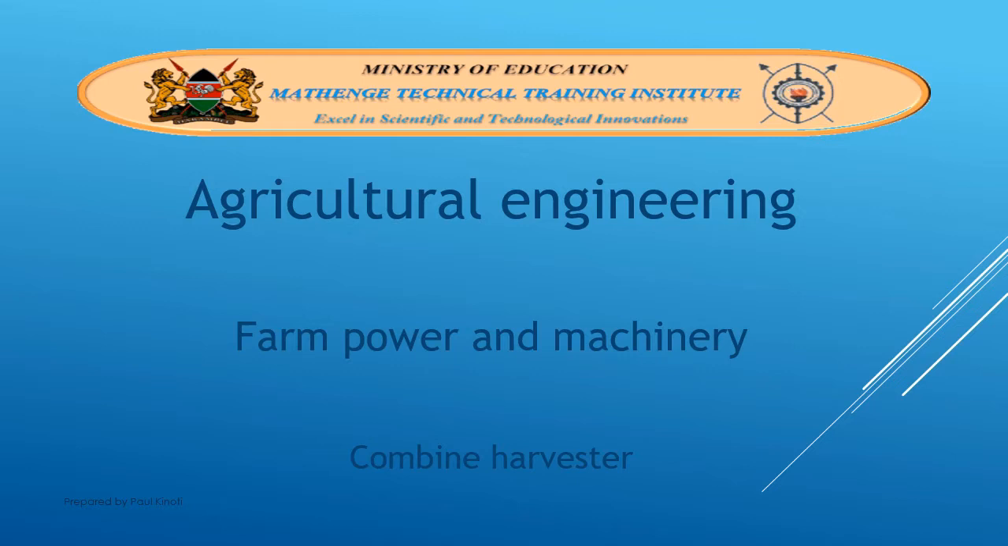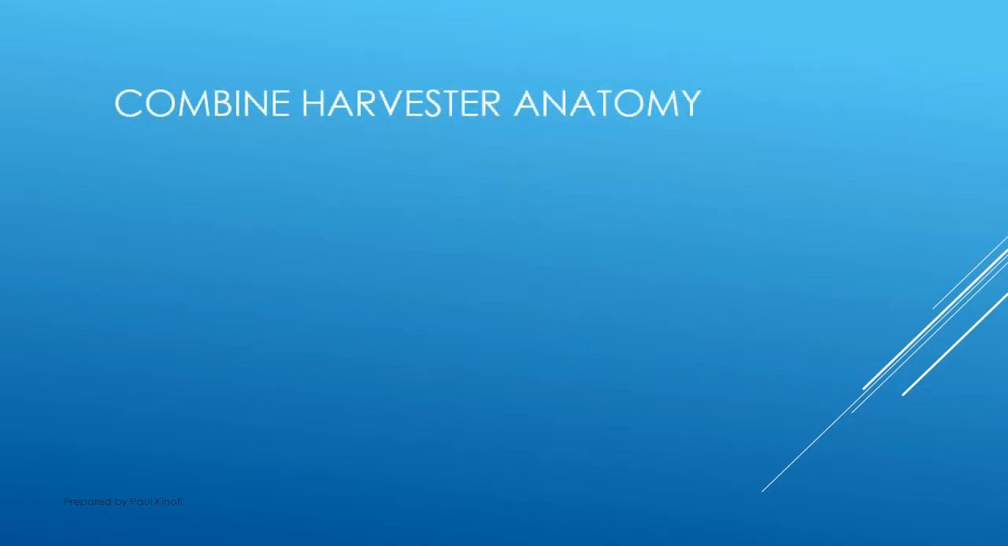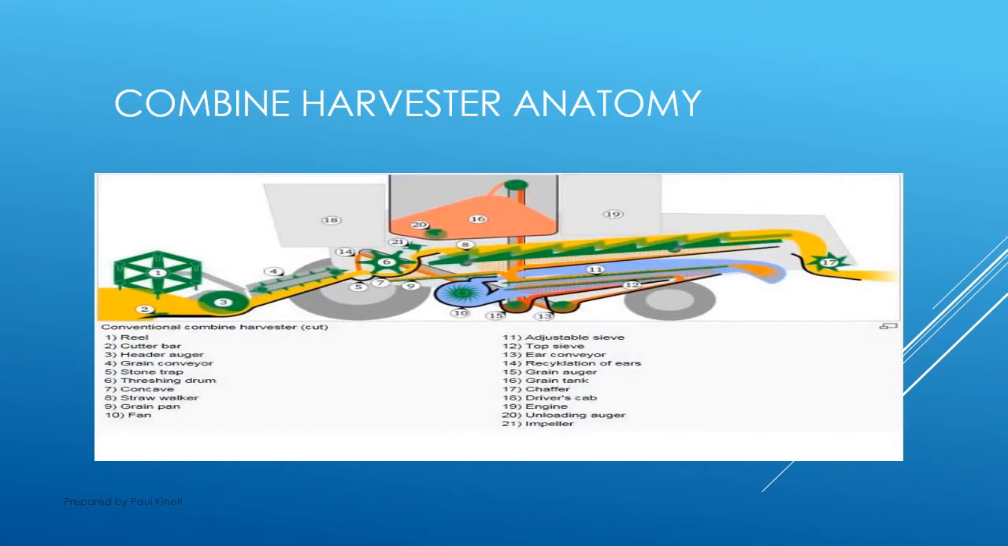So I want us to look at the combine harvester, and the first thing that I want us to look at is the layout or the anatomy of a combine harvester. So this is the layout we have, and the part 1, 2, 3 where we have the reel, cutter bar, and the auger. This is what we call the header section.